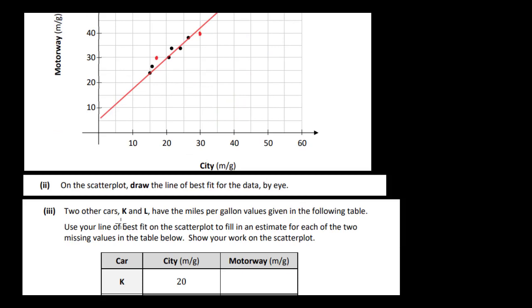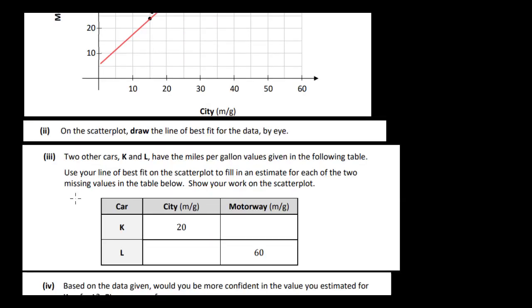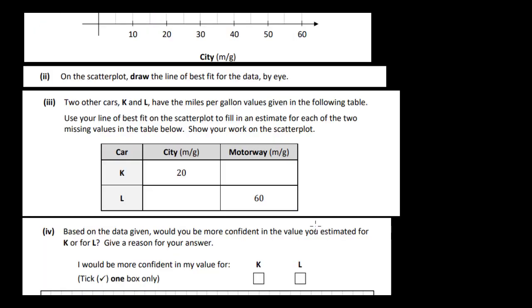I think. Let's see, we have 2 other cars, K and L, and the miles per gallon value is given in the following table. So use your line of best fit on the scatter plot to fill in an estimate for each of the 2 missing values in the table below. Show your work on the scatter plot. Okay, so we have city is 20. We've got to work out the motorway then.